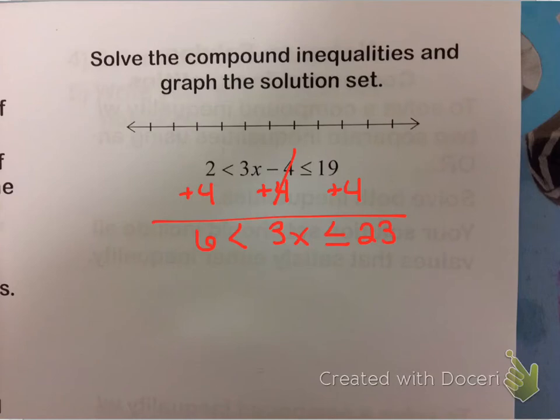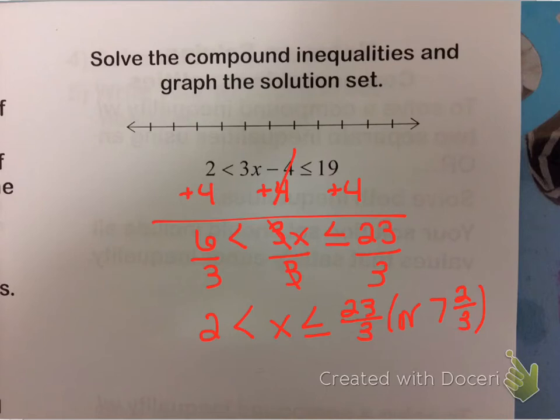And then I divide everything by 3. And so I have 2 is less than x is less than or equal to 23/3. Which, if you want to, you could have written that as 7 2/3, if you want to know where on the number line it would fall. So what that means is that your solutions have to be in between 2 and 7 2/3.